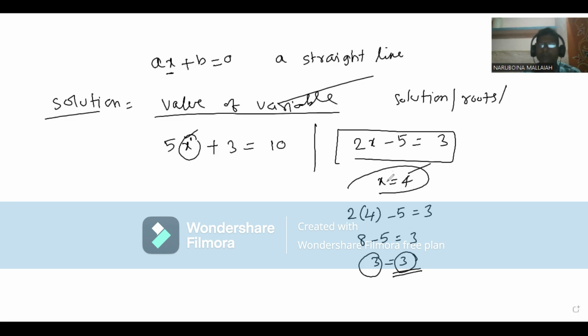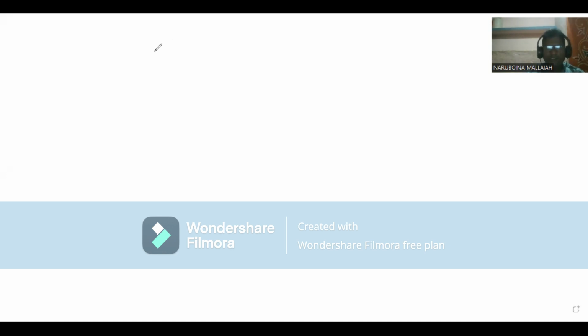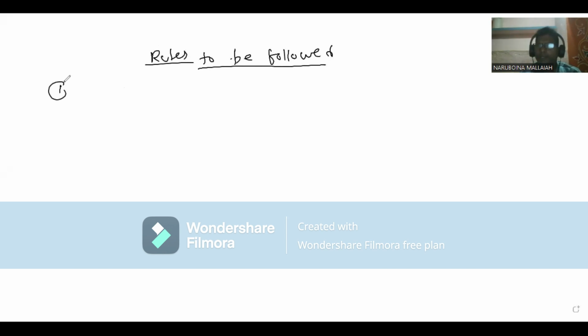Now we will discuss what are the rules to solve these linear equations. Solving means we are required to find the values of the variables. To solve linear equations, we must follow some rules. The same number can be added to both sides of the equation, or the same number may be subtracted from both sides of the equation. The third rule is that both sides may be divided by the same number. These are the three rules to be followed while solving linear equations.